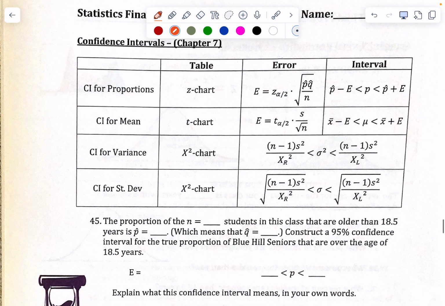Okay. All right. We ready for the backside? Let's get going. We're not going to do variance, so you can cross them off the table if you want to. But here is confidence intervals.